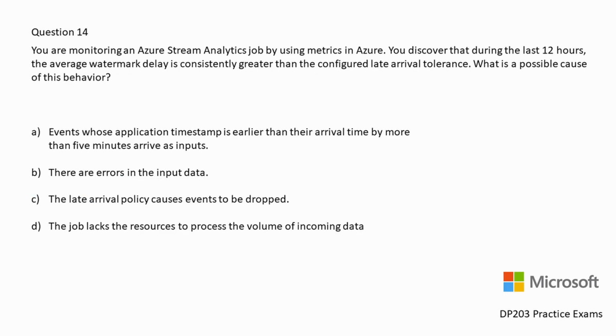Question 14. You're monitoring an Azure Stream Analytics job by using metrics in Azure. You discover that during the last 12 hours, the average watermark delay is consistently greater than the configured late arrival tolerance. What is a possible cause of this behavior? A. Events whose application timestamp is earlier than their arrival time by more than 5 minutes arrive as inputs. B. There are errors in the input data. C. The late arrival policy causes events to be dropped. D. The job lacks the resources to process the volume of incoming data.